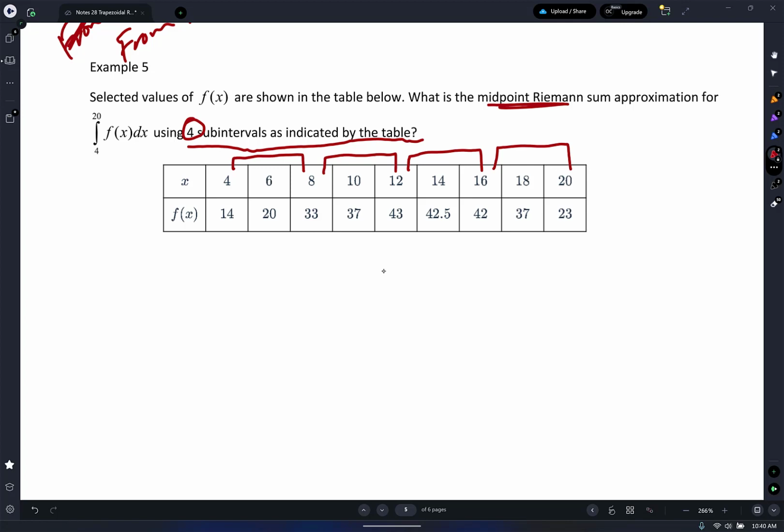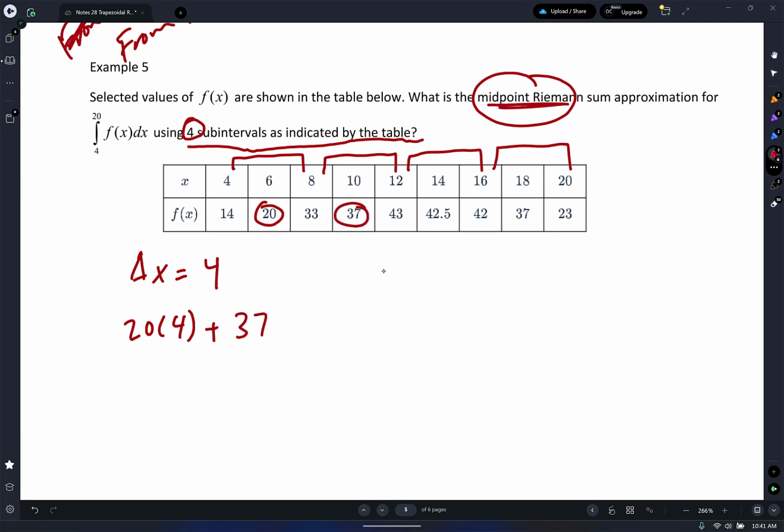Does everyone know how I got that? My delta x, the width of each rectangle, is 4. Does everyone know how I got that? Yes, they're all 4. All I'm doing is width times height. It's a rectangle, guys. They want me to use the midpoint. So what am I going to use, at 4, at 6, or at 8? At 6. The height is 20, so 20 times 4 plus, what's the next one I'm going to use?